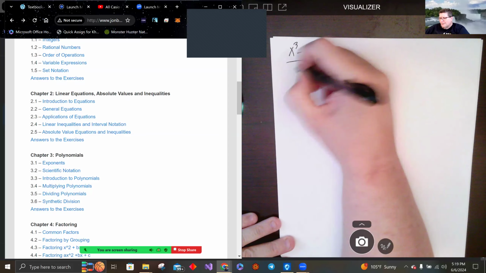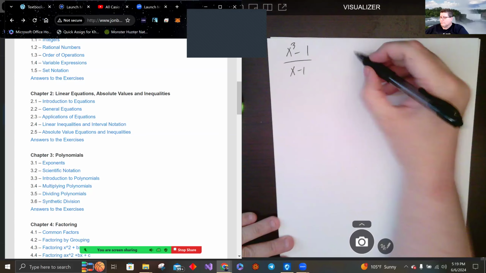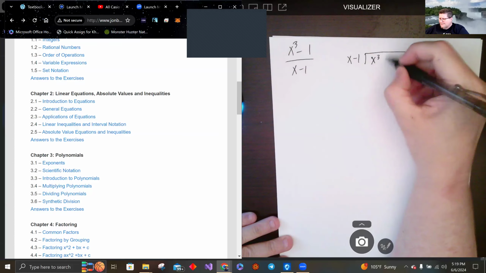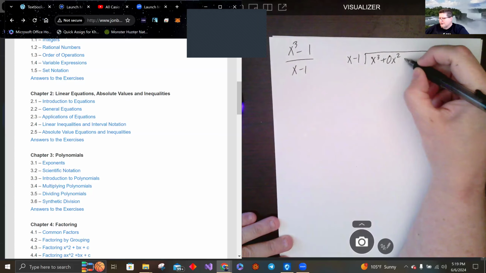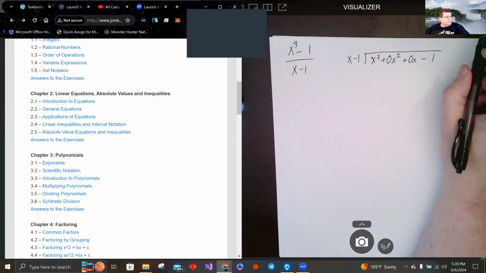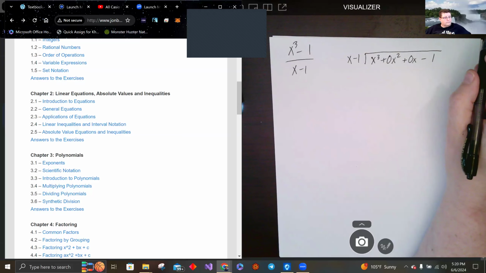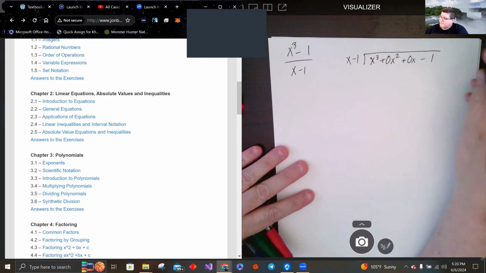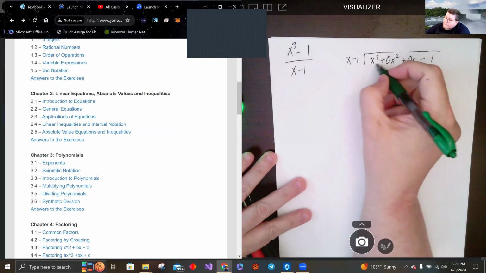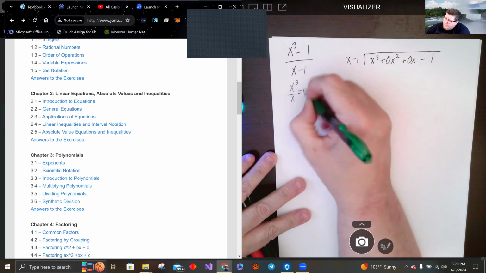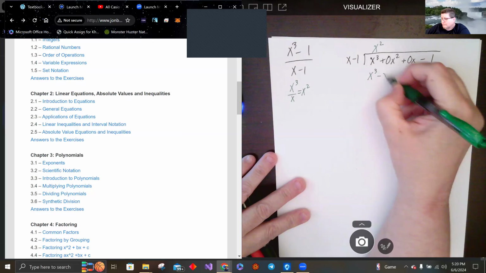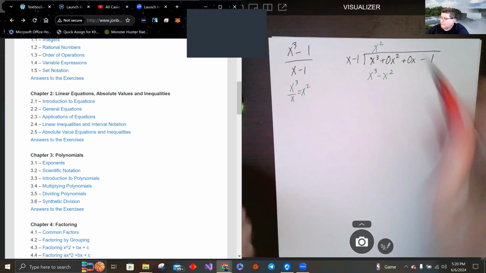x cubed minus 1 divided by x minus 1. So when I set it up, I don't have an x squared, so I'm going to do a 0x squared, and I don't have an x. Those are my gaps. So we go like we did before. x cubed divided by x is x squared. Multiply. We'll do the subtract.